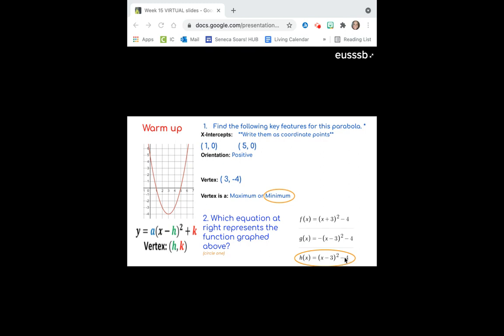And then since it is a positive orientation, we want to choose h of x versus g of x, because g of x has that negative sign at the very front of the equation, which would indicate a negative orientation. But we know we have a positive orientation based on our graph.